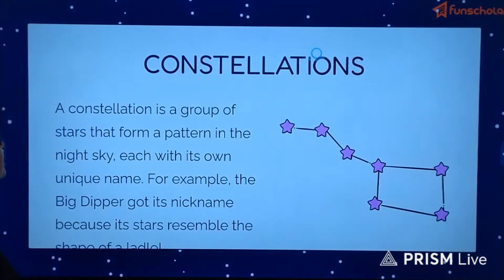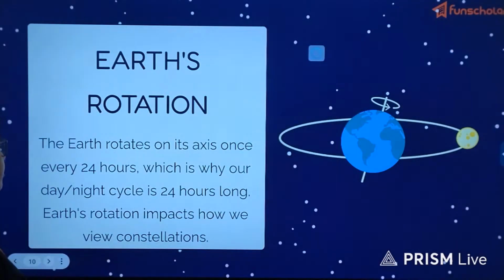Okay, so here is the definition that I have already explained before the video: a constellation is a group of stars that form a pattern in the night sky, each with its own unique name. And the popular names you have already watched in the video.